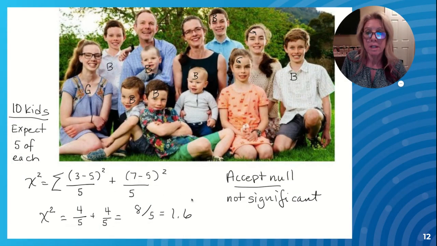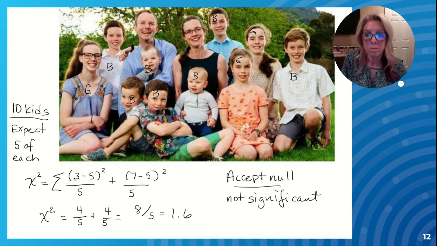Okay, I've done it here. I put G where I thought they were girls and B where I thought they were boys. And I said, okay, they had 10 kids, so I'd expect 5 boys and 5 girls. By my guess, they had 3 girls and 7 boys. So is this statistically significant?